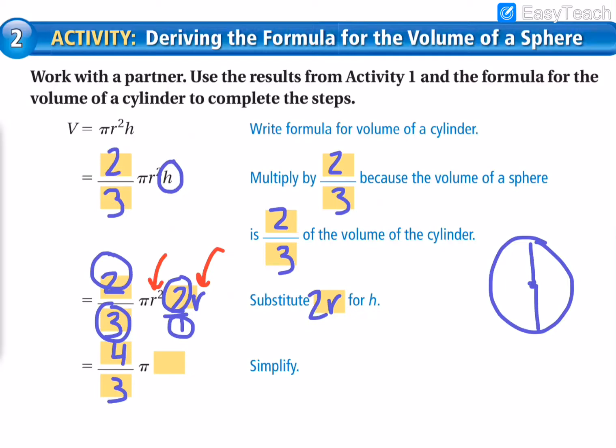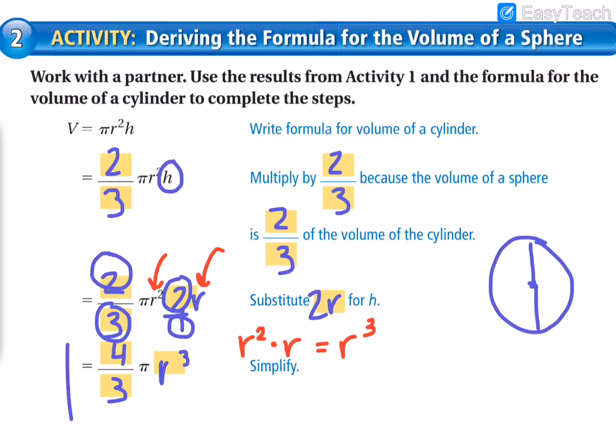So many of us have not really gotten into exponents yet, but this is a really good skill that you can work on IXL if you choose to, because your logs are over. But anyways, if you're multiplying r squared by r, you get r to the 3rd power. Okay, so that's where the pi r cubed comes from.